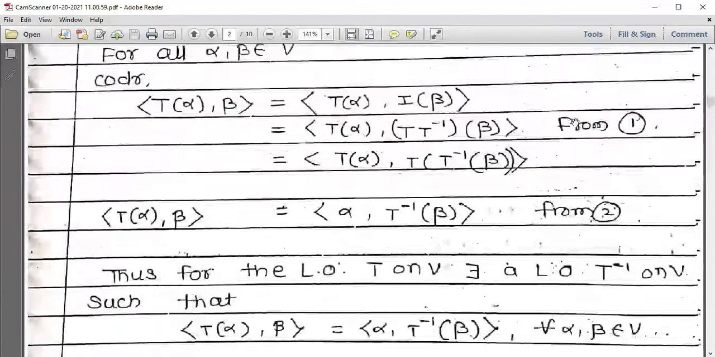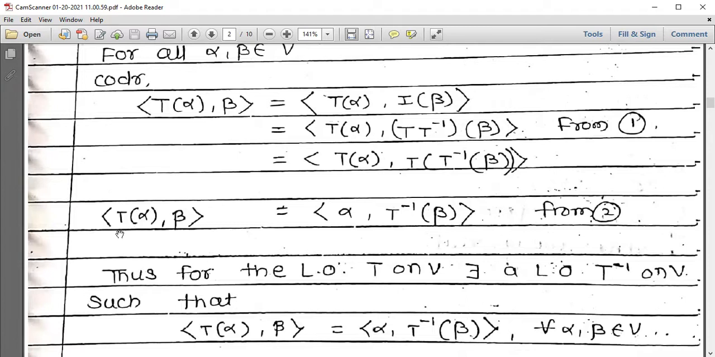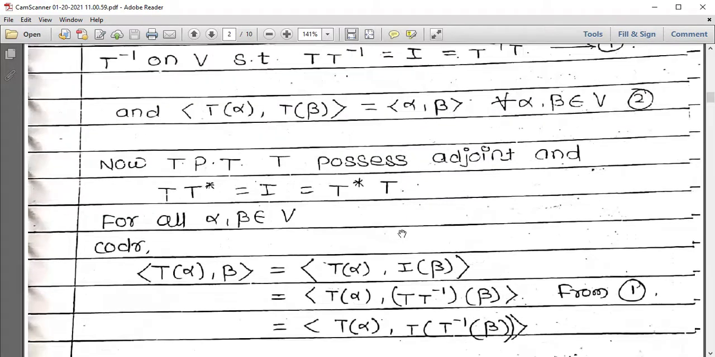Okay, which is equal to the inner product of T alpha and T of T inverse of beta, which is equal to T of alpha and T into T inverse of beta. Hence the right hand side, the inner product of T of alpha and beta, is equal to the inner product of alpha and T inverse of beta, from 2, because T preserves the inner product.